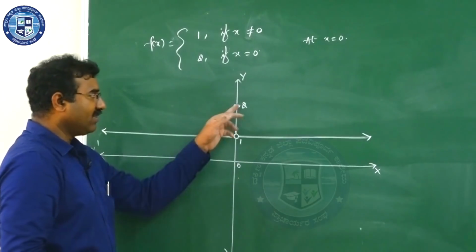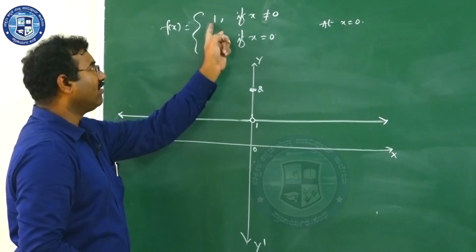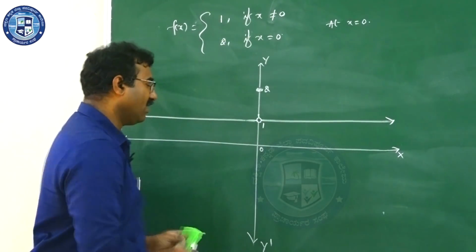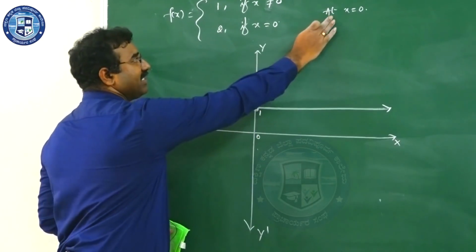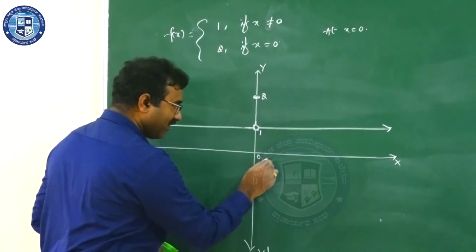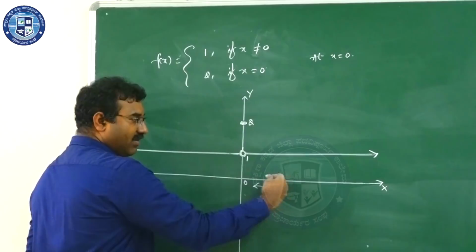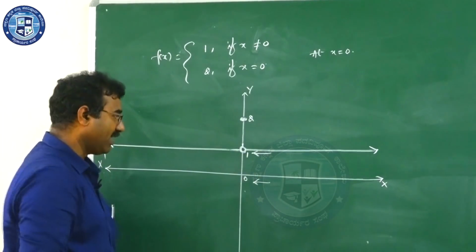When x is 0, they have given the value 2. When x is non-zero, function value is 1 all the time. Now, we will discuss its limit at 0. Now, when you observe it, when you are coming close to 0 from right side, the function value is what? It is coming close to 1.